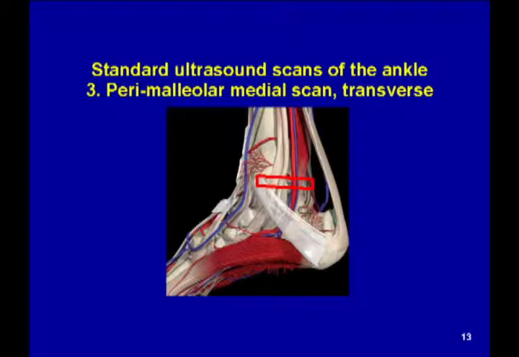Next to that would be the flexor digitorum longus. And then posterior to that, we have the flexor hallucis longus. That tendon is preceded by a neurovascular bundle and nerve that comprises the tarsal tunnel. And let's identify those structures.